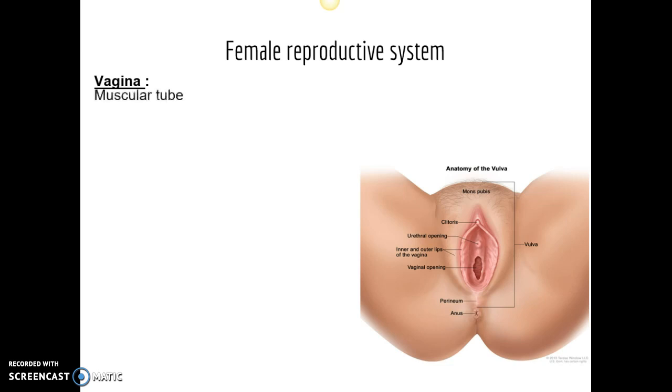The vagina is a muscular tube, and it has 2 functions, not only to receive the penis, but also to deliver the baby.